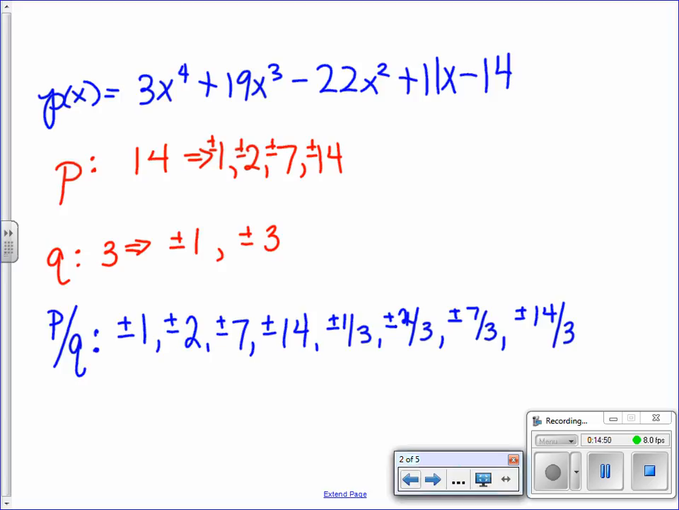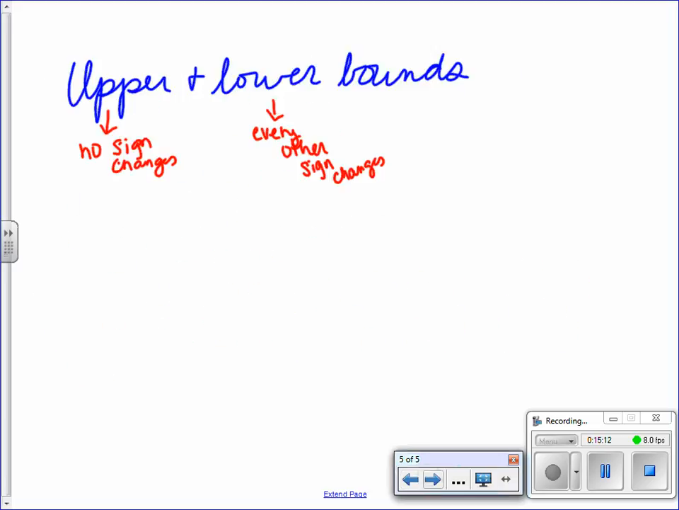And then maybe we do another test and we find out that our lower bound is -1. Oh, that would be fantastic. Because then you wouldn't have to test -2, -7, -14, -7/3, and -14/3. So you really knocked out a lot of the numbers that you have to look for and test. So upper and lower bounds can help you. Now let me show you how it's done, because I can tell you that it doesn't really mean anything. Okay?